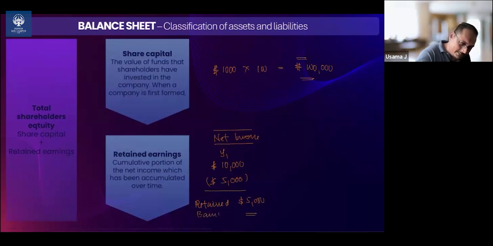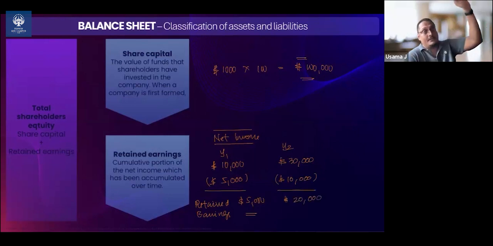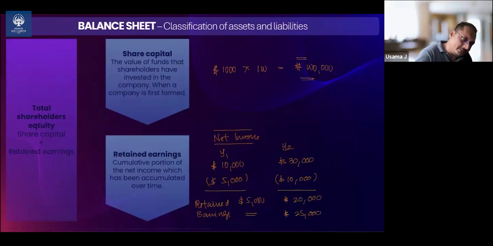Retained earnings, right? Let's carry this forward now. Now I'm carrying this $5,000 forward for future purposes. Right? Now it is year two. Now my business is doing really well. This year it earned $30,000. I declare $10,000 as dividends. What is retained in the business this year? $20,000. But don't forget, I brought $5,000 from the previous year, right? Which means my ending retained earnings balance is how much? $25,000.